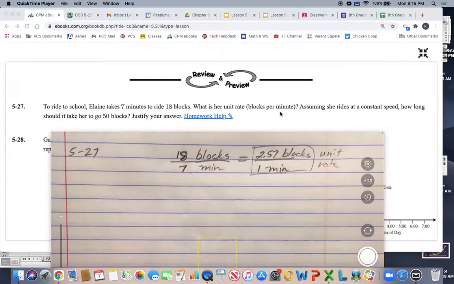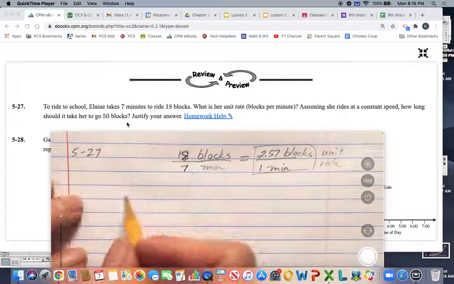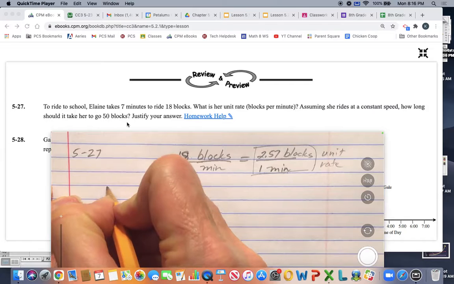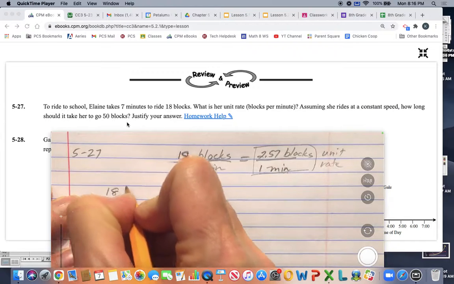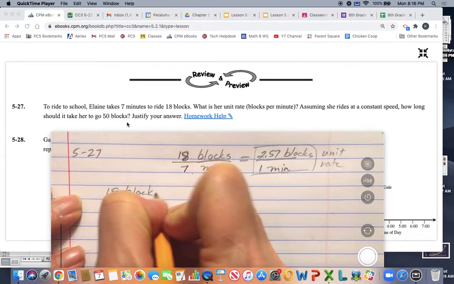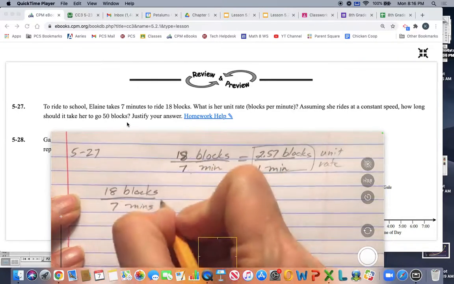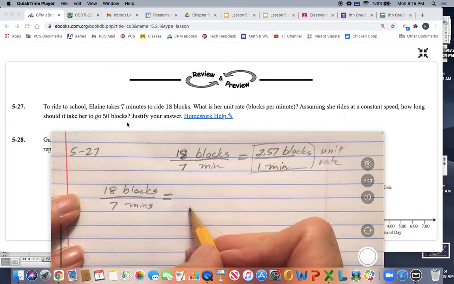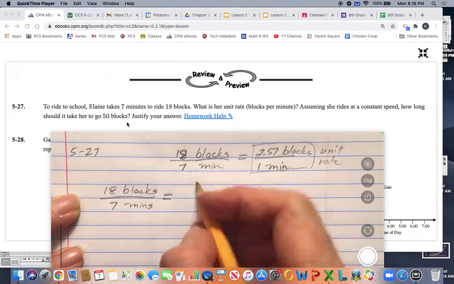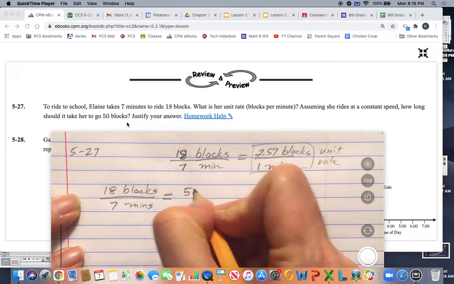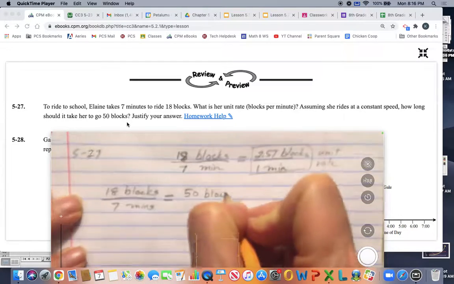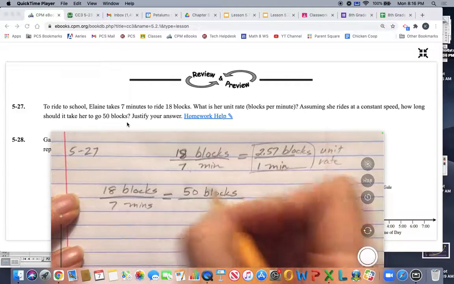Now we're looking for the second thing, which is, assuming she rides at a constant speed, how long should it take her to go 50 blocks? All right, so the information we have is we know that she can go 18 blocks in 7 minutes. And so if we're trying to find an equivalent ratio of her going 50 blocks, we would set it up like this, a proportion.